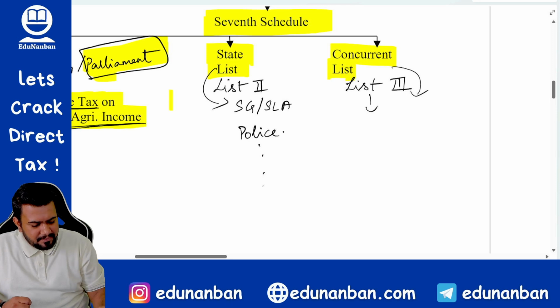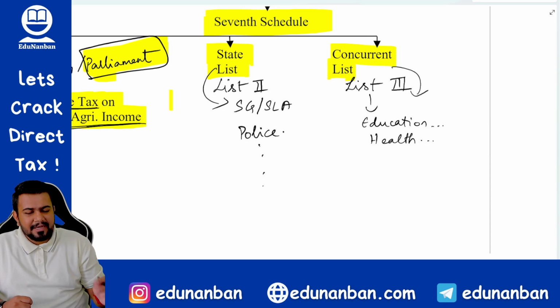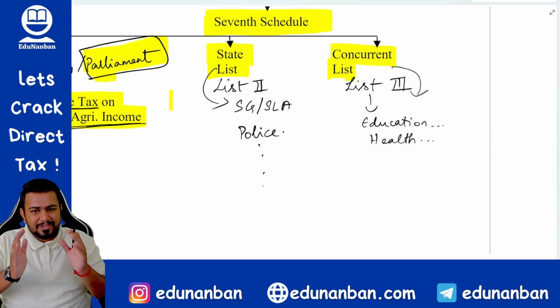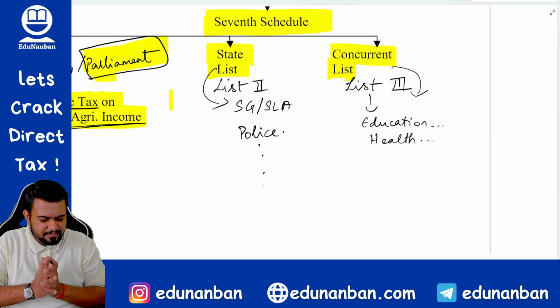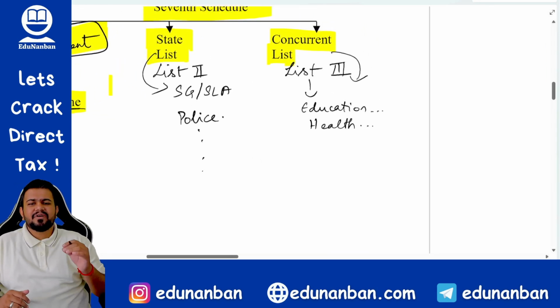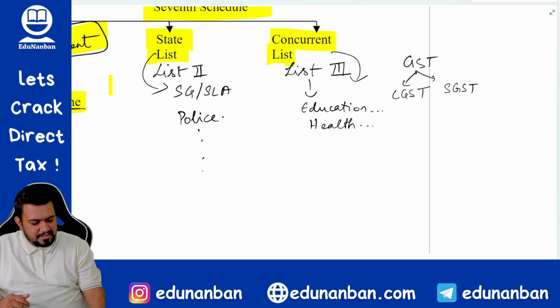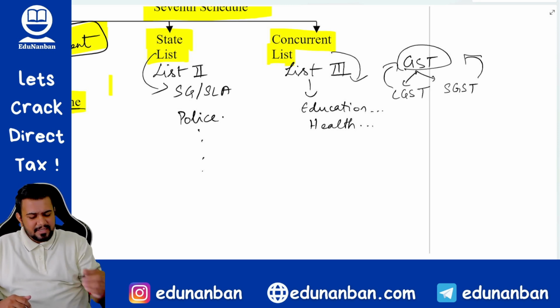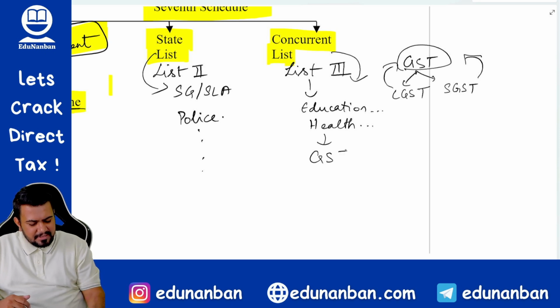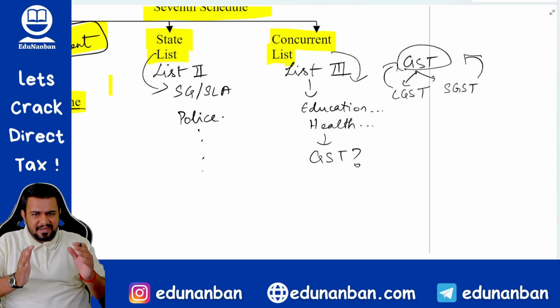Okay. Then what about the concurrent list? The concurrent list has some matters like education, healthcare, etc. So when it comes to education or health, both the state government as well as the central government will have the power. Sir, we have heard that in GST there are two types of GST, that is CGST, central GST, and SGST, that is state GST. Hence, GST law is drafted by both the central government as well as the state government. So does GST come under the concurrent list? Does GST come under the concurrent list?